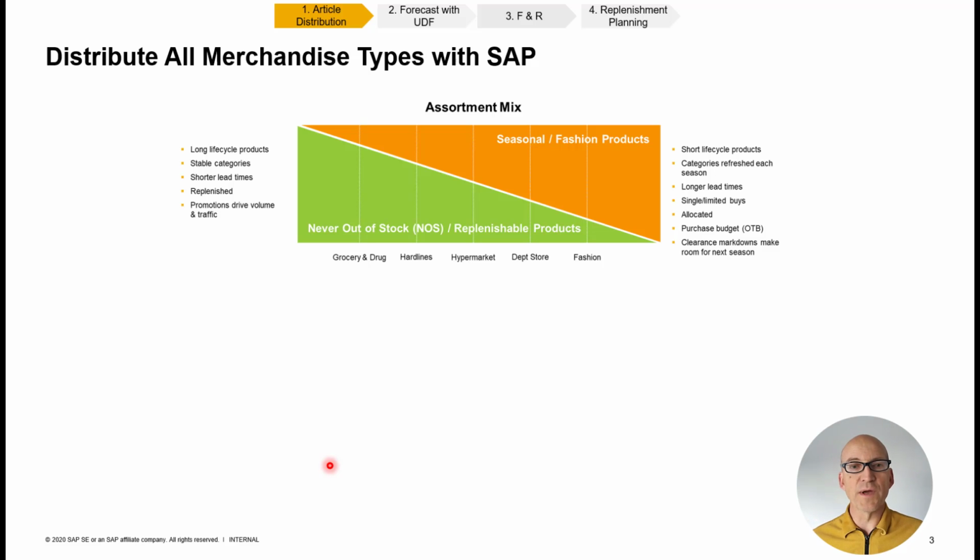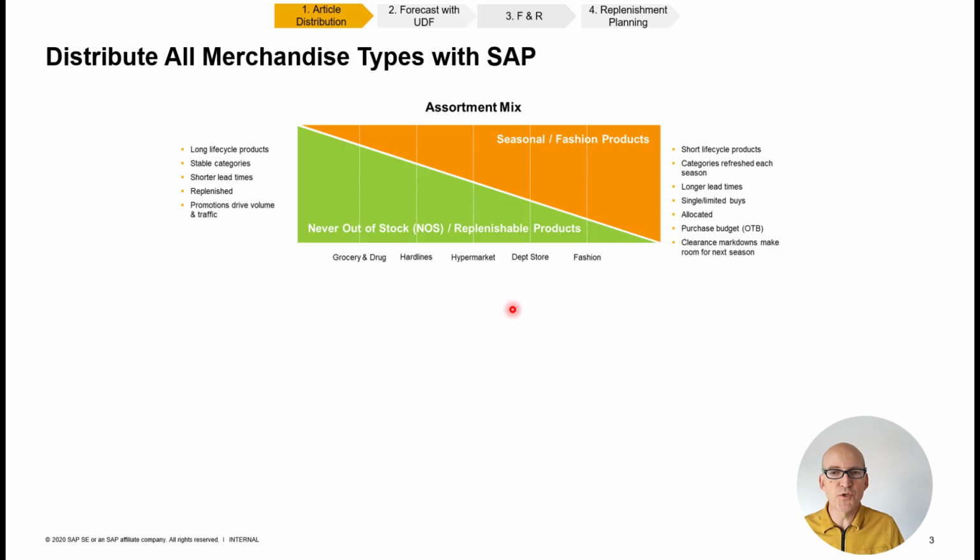When we talk about retail, we have all kinds of merchandise, all kinds of assortment, all kinds of mixture of articles. We have items which have a long life cycle, stable categories, short lead times, thinking about washing powder, bakery stuff, milk. They can be replenished, never out of stock, replenishable products. On the other extreme, we have items with a short life cycle. Categories, more seasons per year. Think about seasonal stuff, fashion, a new dress. And in the middle, you see the types of stores, which are a mixture of never out of stock, replenishable products, and the more seasonal, fashionable products.